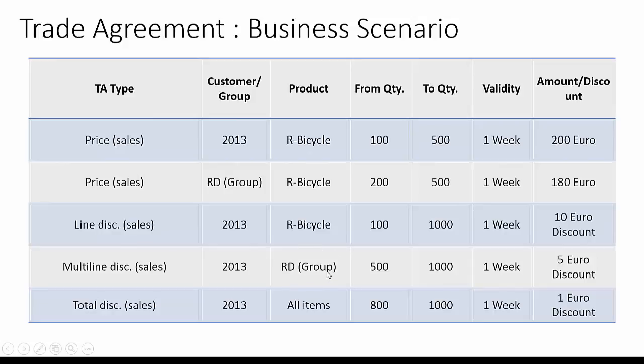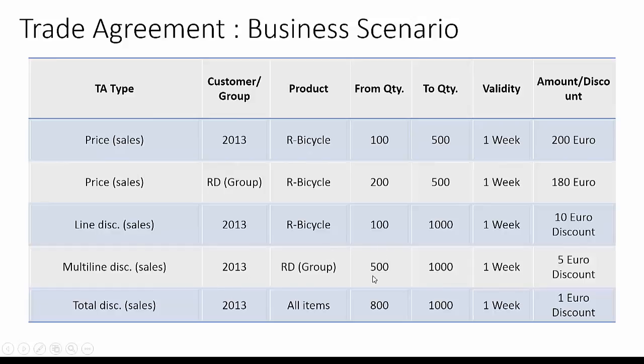So we will create a new item group called road bicycle RD, and then we will set up the multi-line discount agreement for this. For the quantity range 500 to 1000 and validity is 1 week. Notice that multi-line discount and total discount have to be calculated manually.